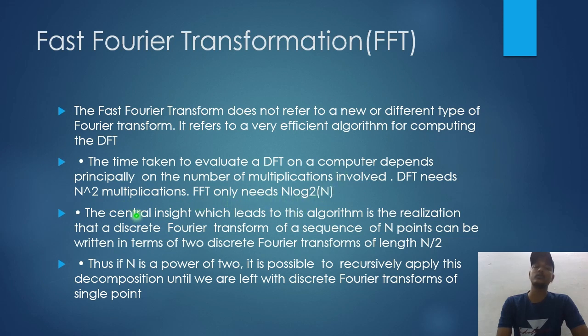The central insight which leads to the algorithm is a realization that a discrete Fourier transform of a sequence of N points can be written in terms of two discrete Fourier transforms of length N by 2. Thus, if N is a power of 2, it is possible to recursively apply this decomposition until we are left with discrete Fourier transforms of a single point.